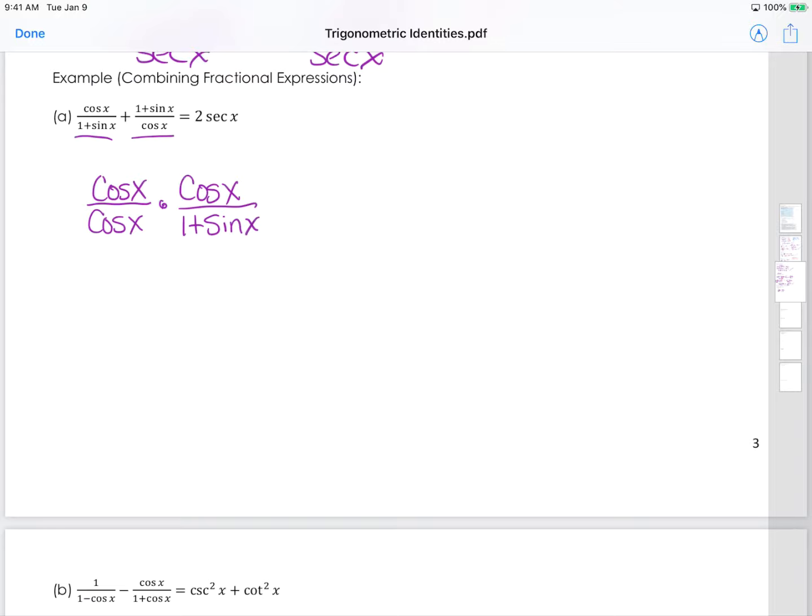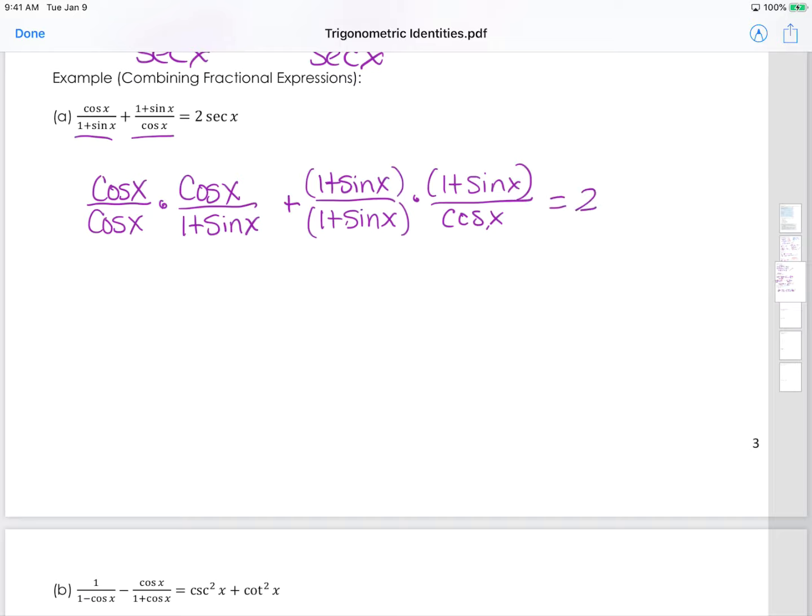So I'm taking the first fraction, cosine x over 1 plus sine x, and I'm multiplying the top and the bottom by cosine x. And then on the second fraction, I want to multiply the top and the bottom by 1 plus sine x, so I get a common denominator. And I want to show that that's all equal to 2 secant x.